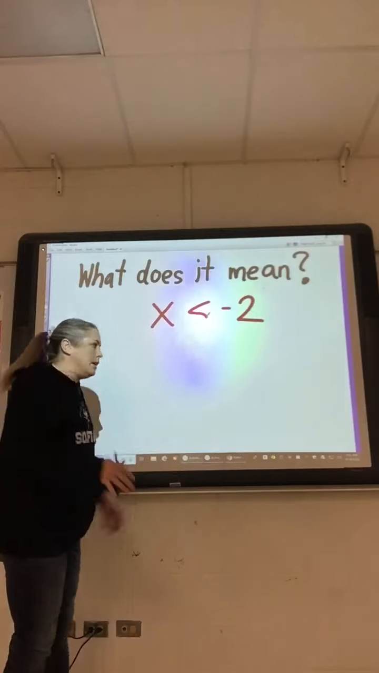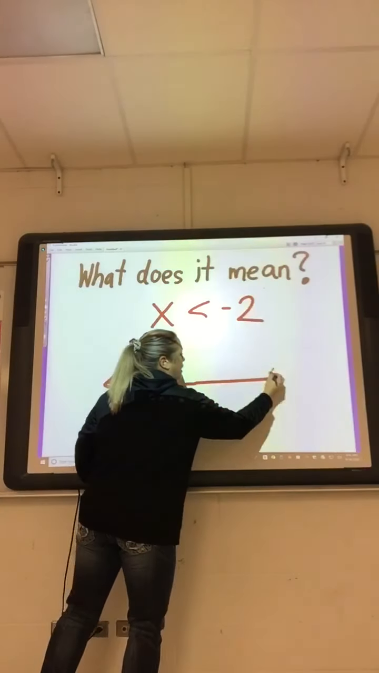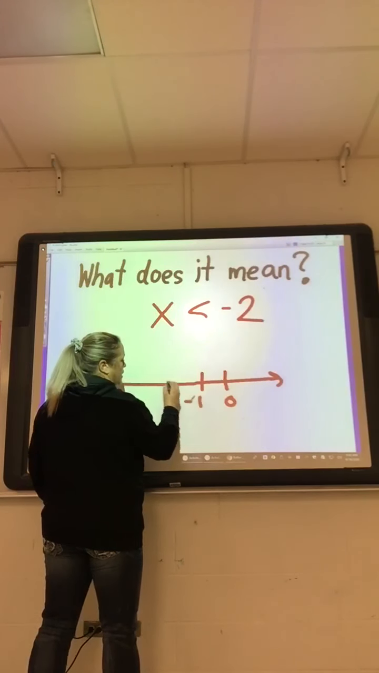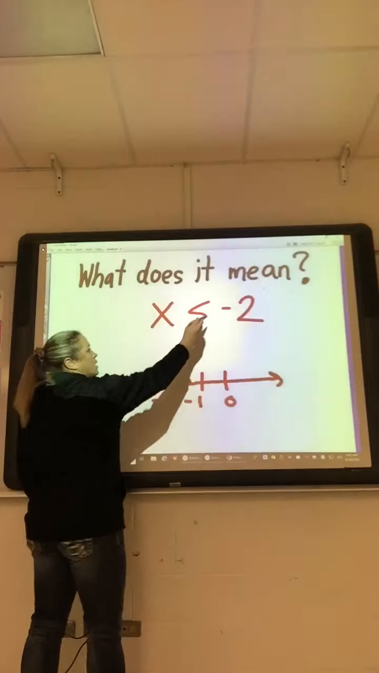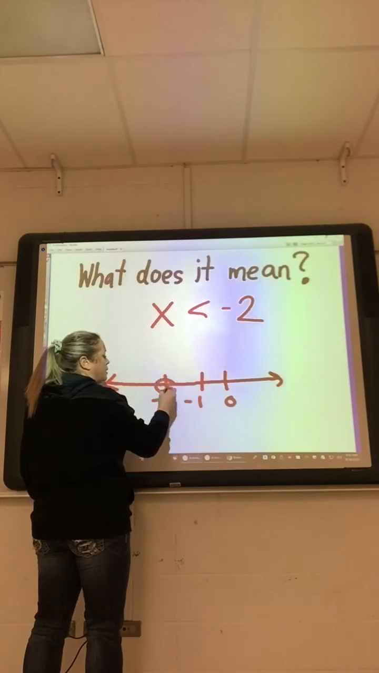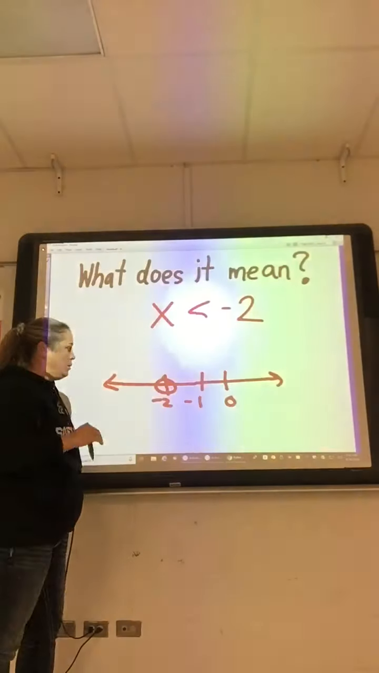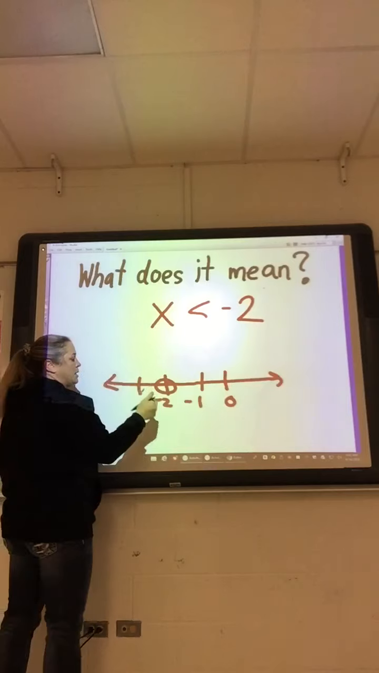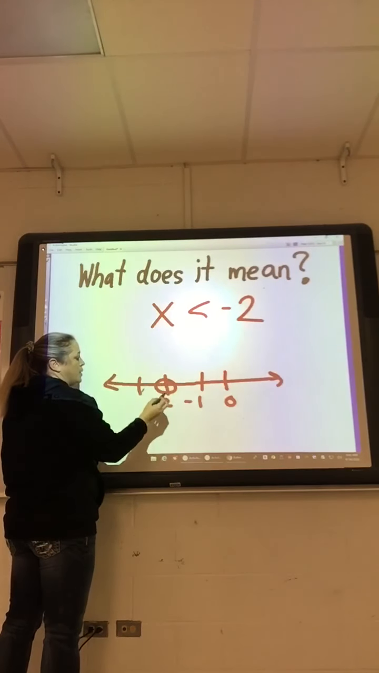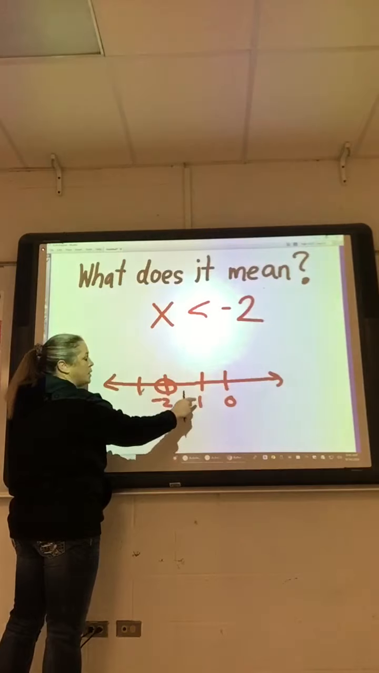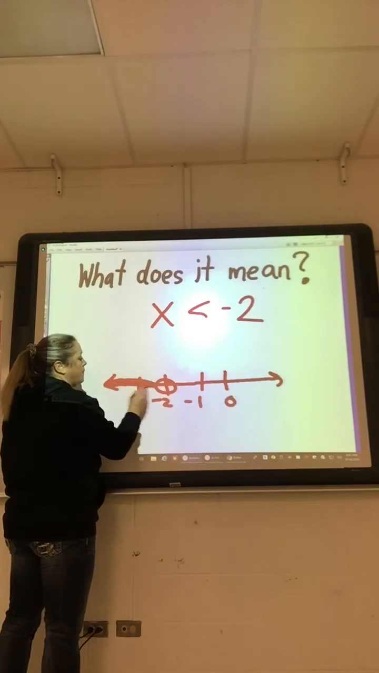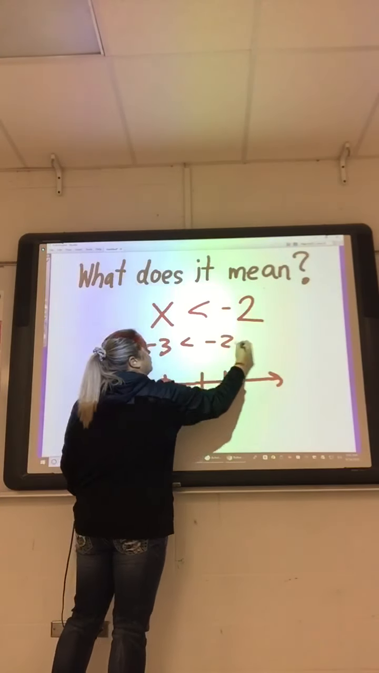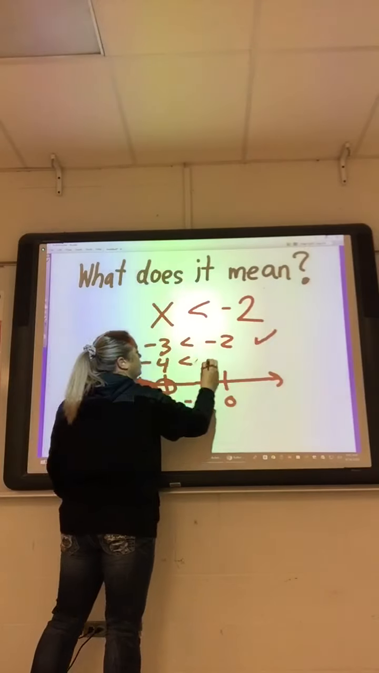If you saw it on a number line, and you haven't done this in a while, we'll say 0 is here, 1 is here, negative 1 is here, negative 2 is here, and so forth. If I were graphing this, I would do an open circle, because there's no equal to underneath it. But I'm not worried about the graphing part, you just need to understand what it means. So x is less than negative 2. Negative 1 is not less than negative 2, but negative 3 would make it true, negative 4 would make it true.